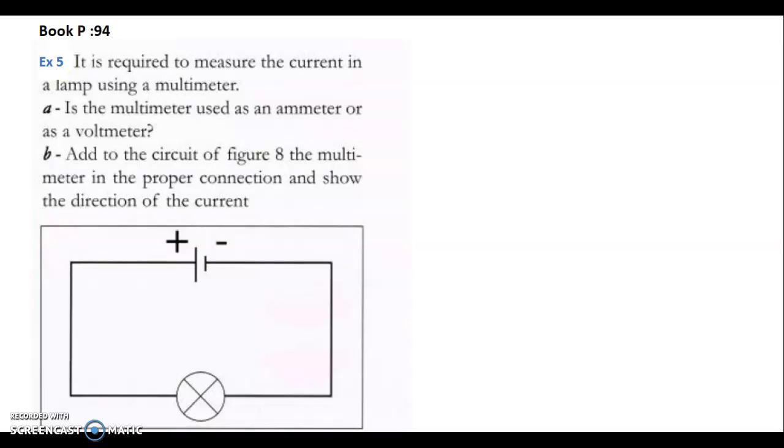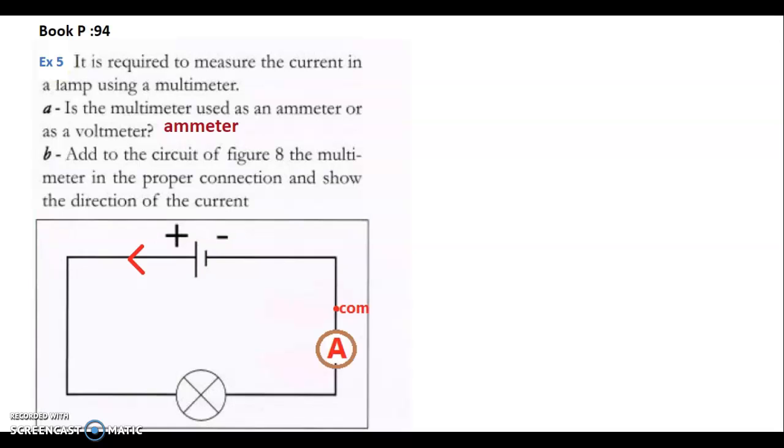Now it is required to measure the current in a lamp using a multimeter. Is the multimeter used as an ammeter or as a voltmeter? For sure, as long as we want to use it for measuring a current, then it is used as an ammeter. Add to the circuit of the figure 8 the multimeter in the proper connection and show the direction of the current.